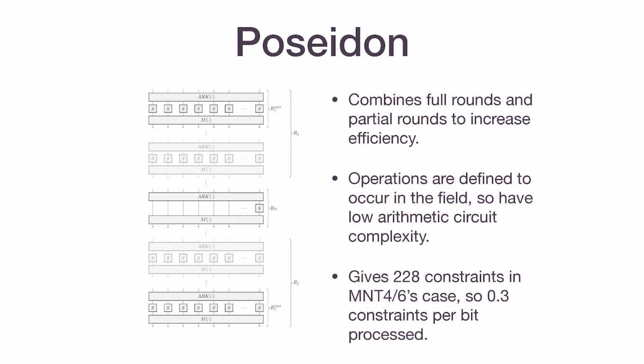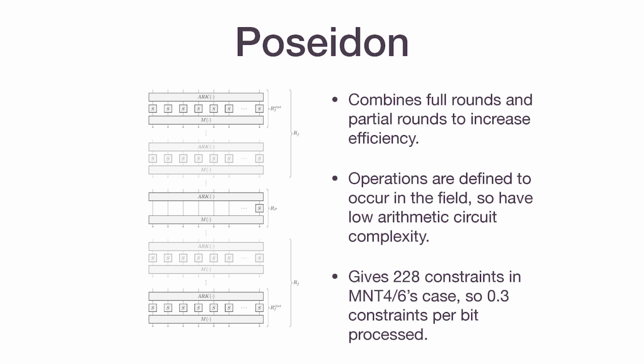And Poseidon itself has some partial layers, they're called, in the middle, which only use one of these S boxes instead of putting the whole state through an S box, just to even more simplify the arithmetic complexity of the entire circuit.